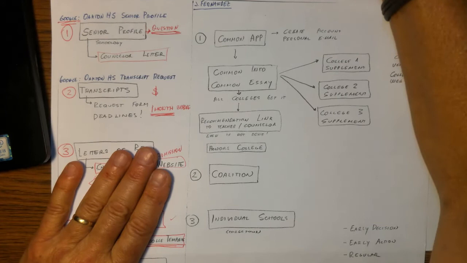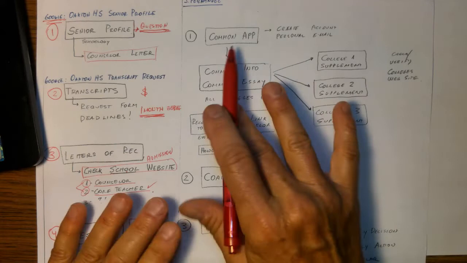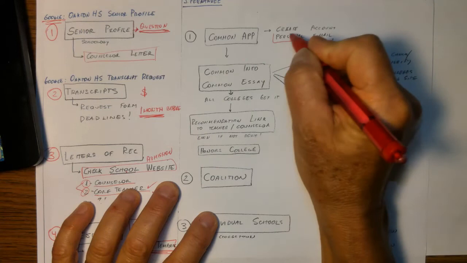The most common process is what you have probably heard of, the Common App. This is a portal that a lot of colleges use. So you provide all the information in one place and all the colleges in this portal get it. So first, you are going to need to create an account for the Common App.